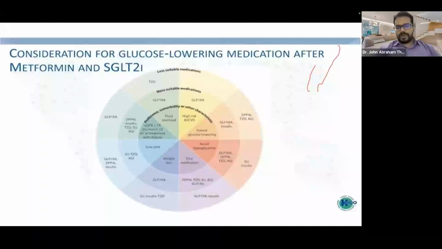If you are concerned about the potent glucose lowering effect, then your choice will be a GLP-1 receptor agonist or insulin. Then if the patient has a high risk of atherosclerotic cardiovascular disease, then GLP-1RA. Fluid overload, again GLP-1RA. If the eGFR is less than 15, you can use linagliptin, insulin, thiazolidinedione, sulfonylurea, or alpha glucosidase inhibitor. If cost is a concern and the patient cannot afford it, sulfonylurea and thiazolidinediones will be an option. And for weight loss, again GLP-1 RAs. All of these are oral medications except for the insulin.